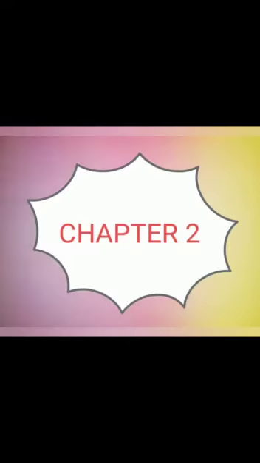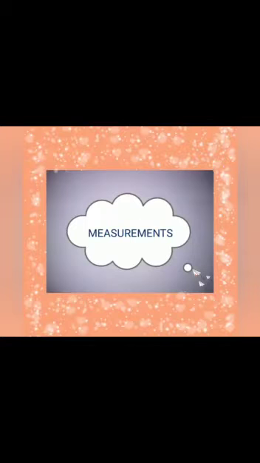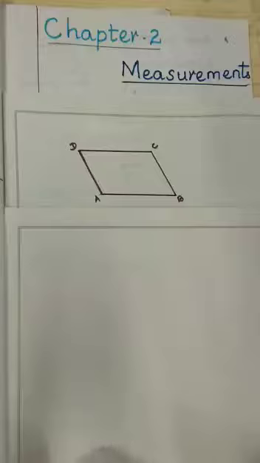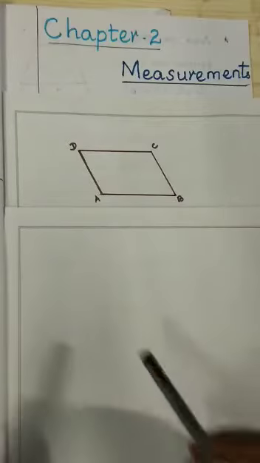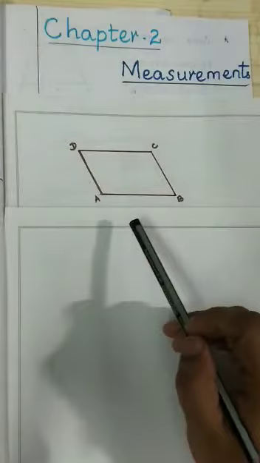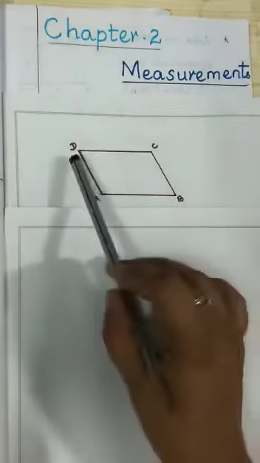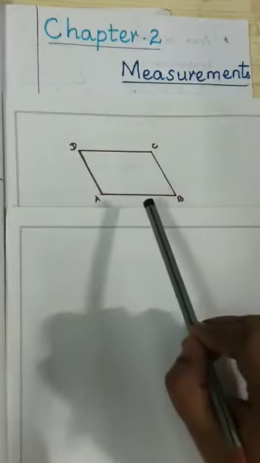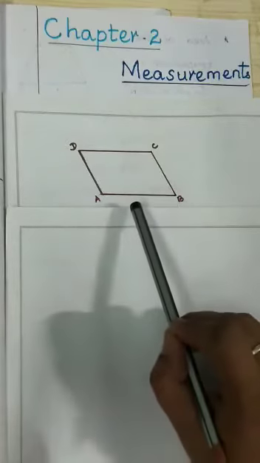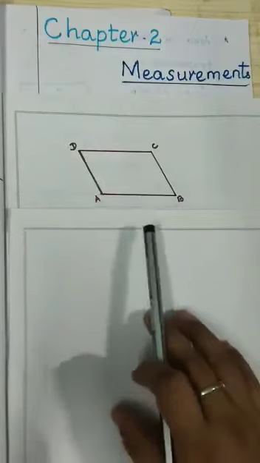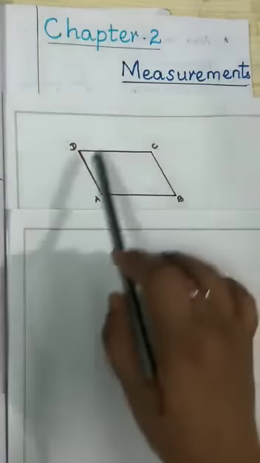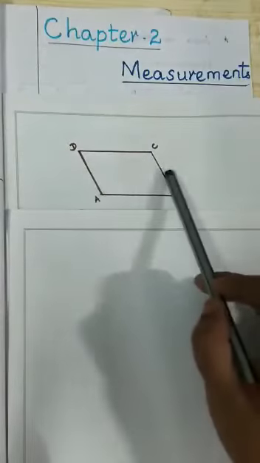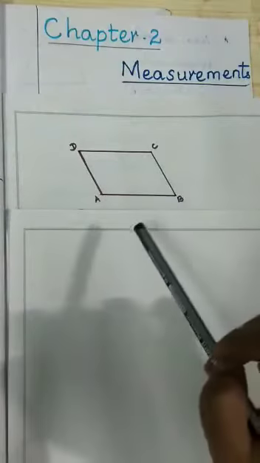Today we are going to see in chapter 2, measurements, about trapezium. Before getting into the topic, I would like to ask you a few questions. What is the name of this shape? Yes, it is parallelogram. And what do you know about parallelogram? A parallelogram is a four-sided figure in which the opposite sides are parallel and equal.